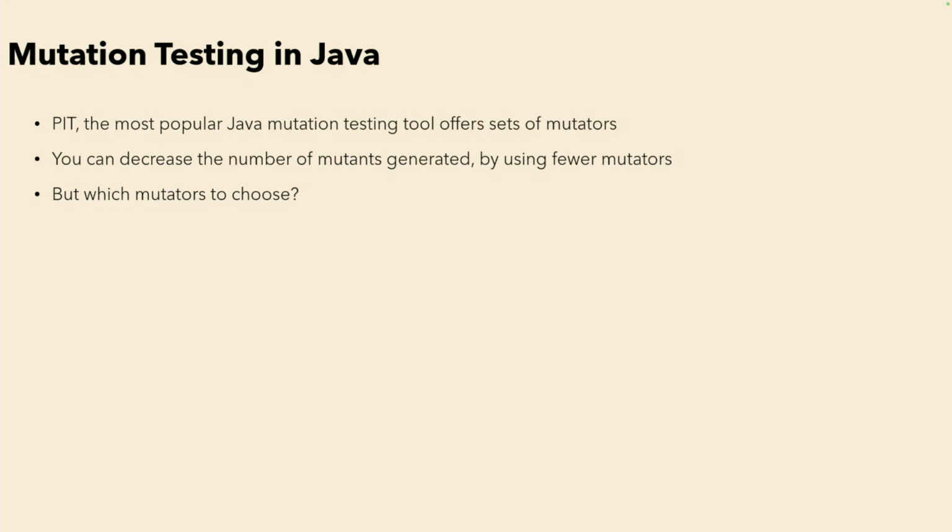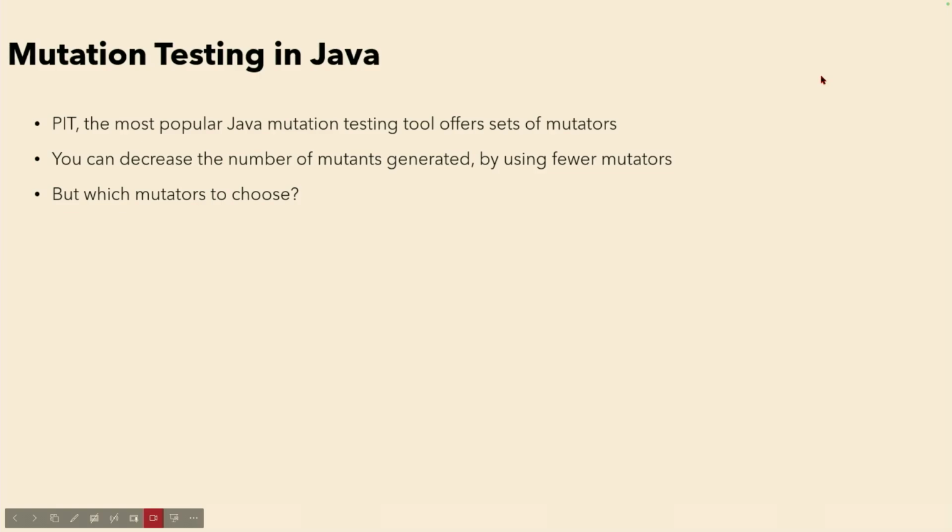And then, like I said, mutation testing is not new, but it is a little bit new in Racket. So there is a more extensive body of research in mutation testing in Java, analyzing PIT, which is the most popular Java mutation tool. And PIT offers a big list of mutators that you can choose from.